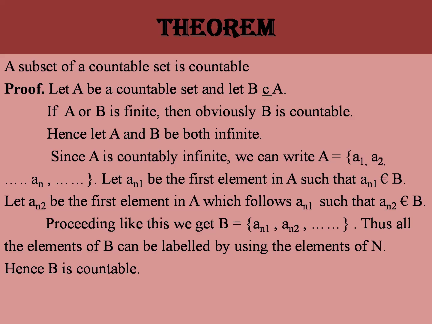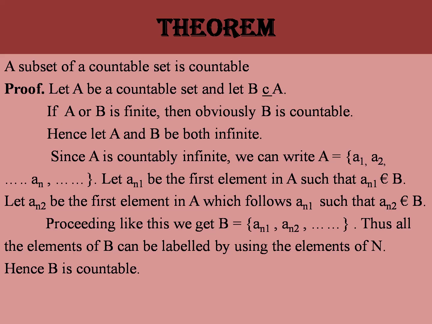So we can write the elements of A as a1, a2, etc., an, etc. So here we choose the subset B of A. We select one element a_n1. It must be the first element in A such that it also belongs to B. Next, we choose another element a_n2. It is the first element in A which follows a_n1 such that a_n2 belongs to B. But a_n2 is the second element in B. So in a similar manner, we can label the elements in B, that is first element, second element, third element.